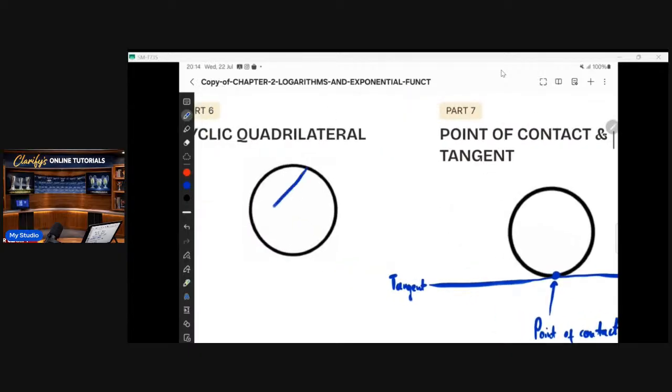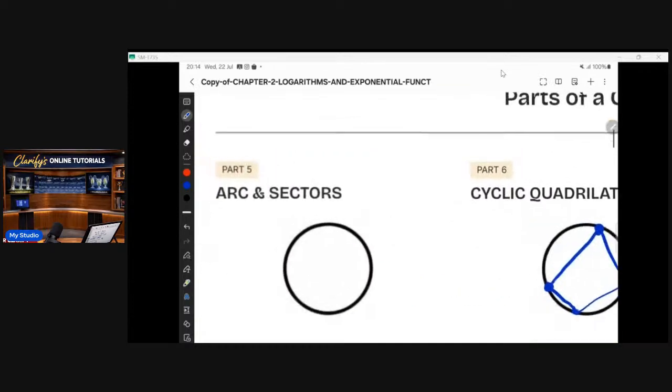Now you know what a cyclic quadrilateral is. It can't be like this. This is not cyclic. It has to touch all 4 corners. All 4 corners must touch the circumference.